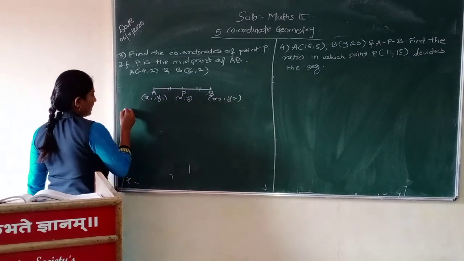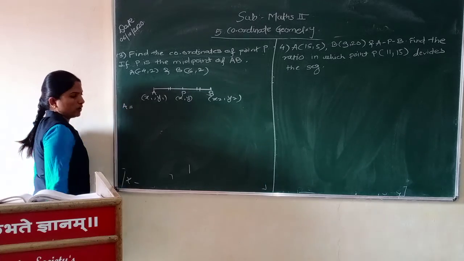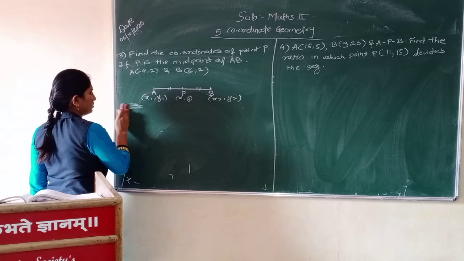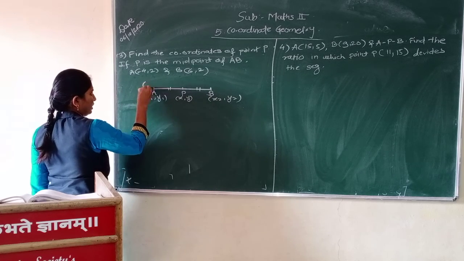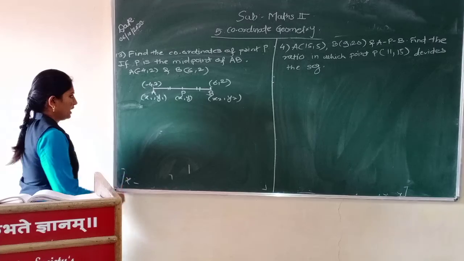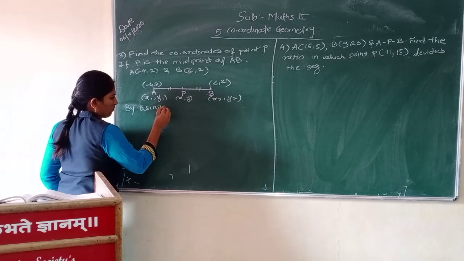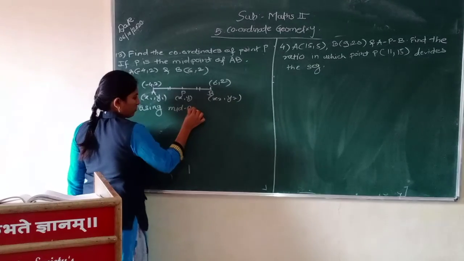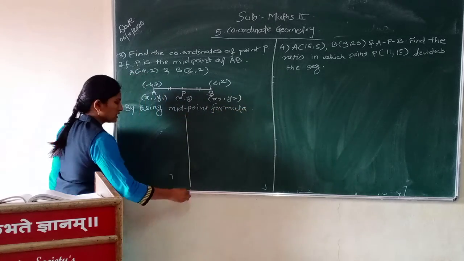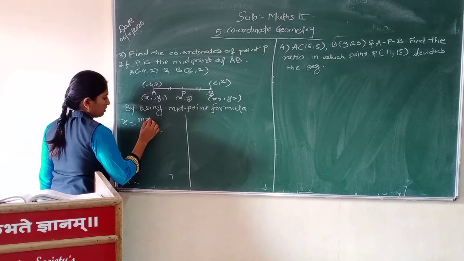Okay, then only write here A equal to (-4, 2) and (6, 2). Okay, and by using the midpoint formula, what is our midpoint formula? The midpoint formula is similar to the section formula.